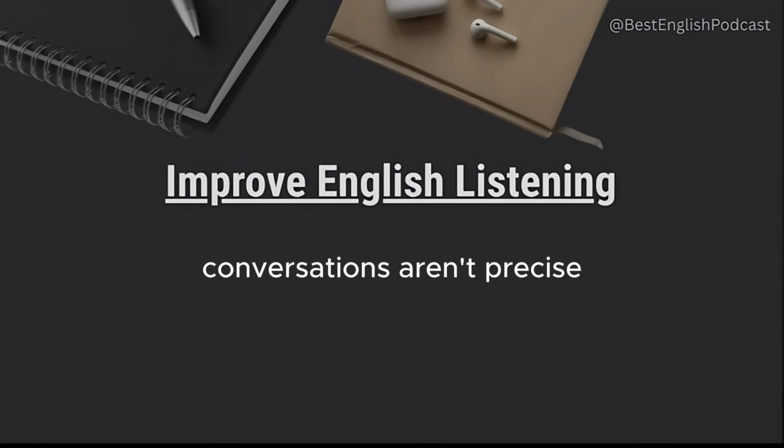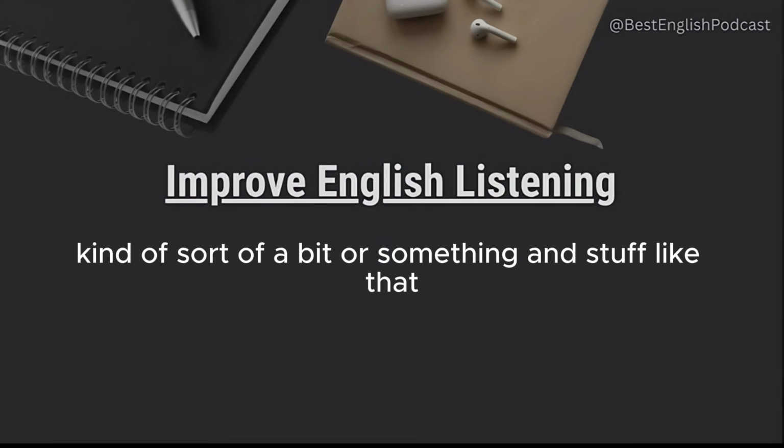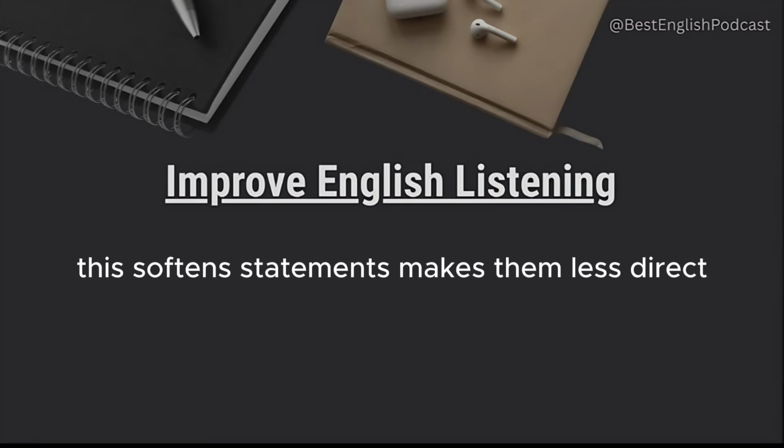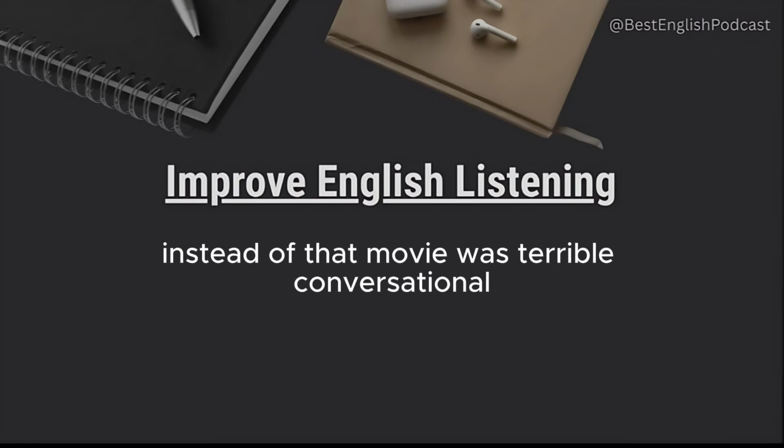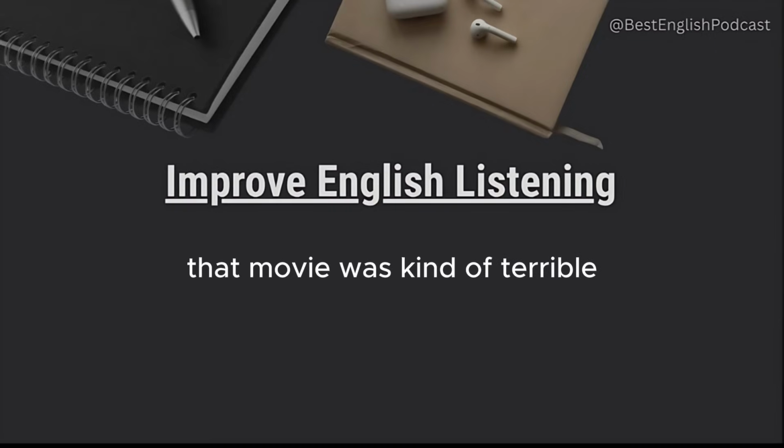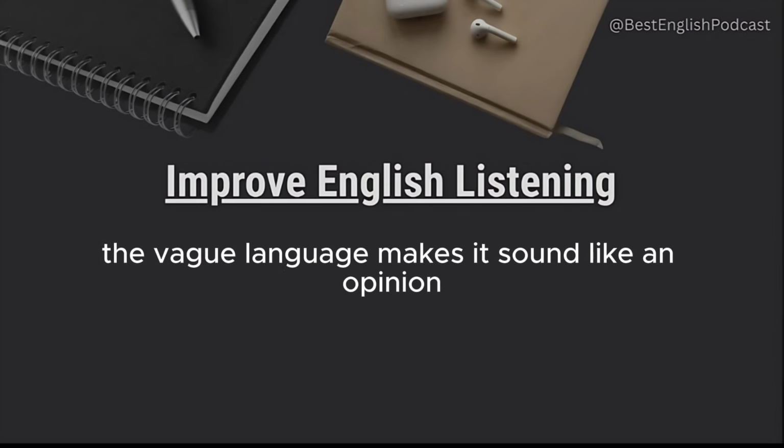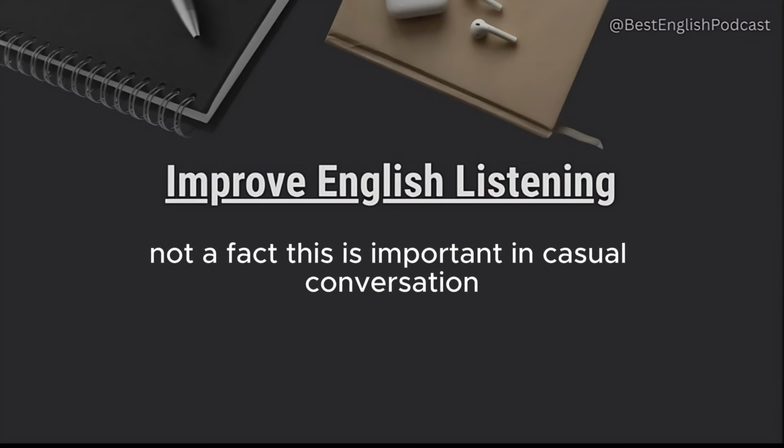Conversations aren't precise. People use vague language. Kind of, sort of, a bit, or something, and stuff like that. This softens statements, makes them less direct, more friendly. Instead of, that movie was terrible. Conversational, that movie was kind of terrible, you know? The vague language makes it sound like an opinion, not a fact. This is important in casual conversation.